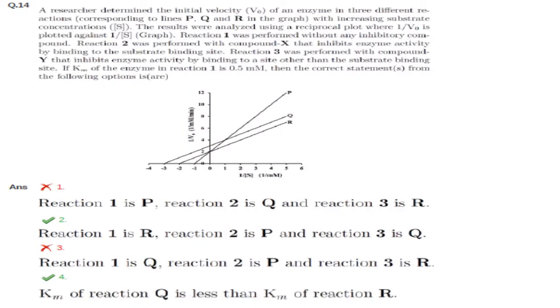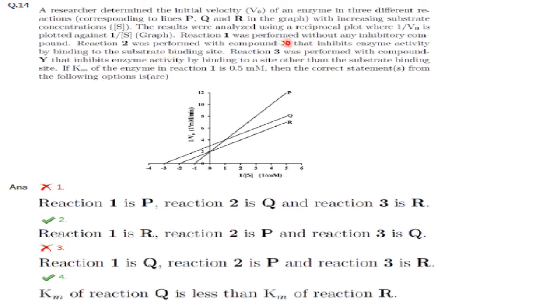Then a researcher determined the initial velocity of an enzyme in 3 different reactions corresponding to lines P, Q and R. So these are the lines in the graph with increasing substrate concentration. This is a Lineweaver-Burk plot because they have taken reciprocals, 1 by concentration of S, 1 by V0. The results were analyzed using a reciprocal plot where 1 by V0 is plotted against 1 by S. Reaction 1 was performed without any inhibitory compound. Reaction 2 was performed with compound X that inhibits enzyme activity by binding to the substrate binding site. And reaction 3 was performed with compound Y that inhibits enzyme activity by binding to a site other than the substrate binding site.